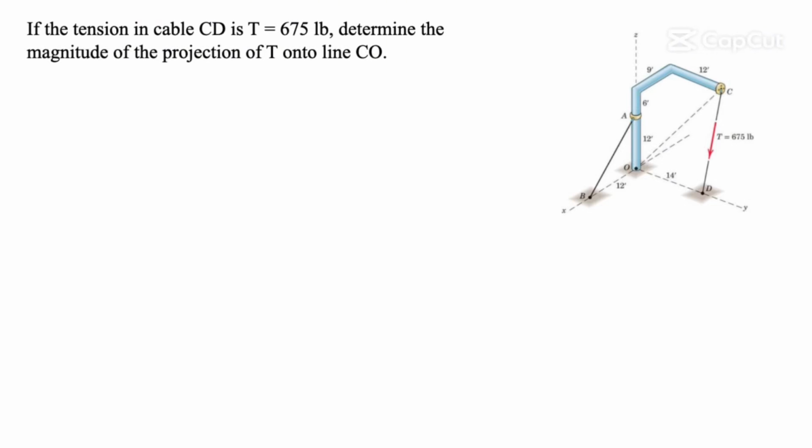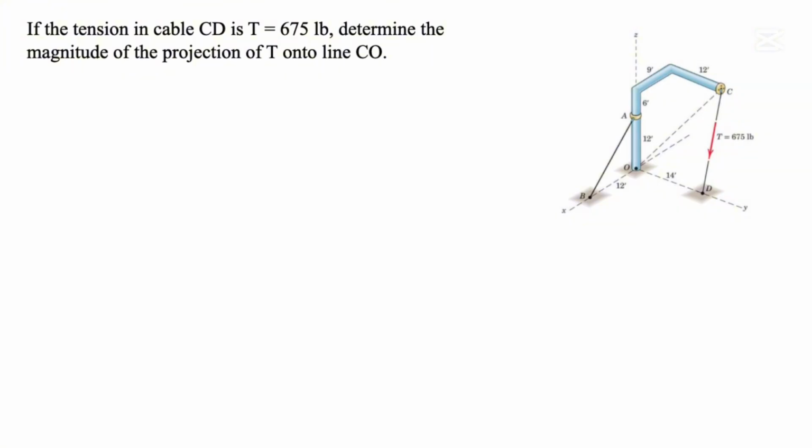Let's see how we can solve this question from Meriam textbooks, engineering mechanics, and we have the tension in the cable CD of 675 pounds, and we need to determine the magnitude of the projection of the T onto line CO.